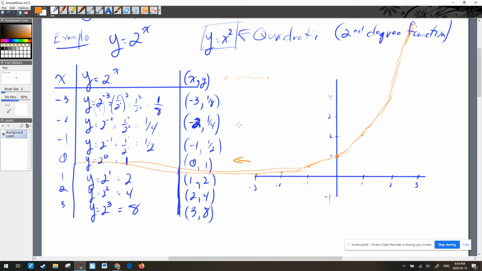And as it gets close like that, when the function gets closer and closer to the axis, it is called an asymptote. Okay, I'm going to write that bigger because that's an important word. So that is an asymptote, and I'm over pronouncing it.